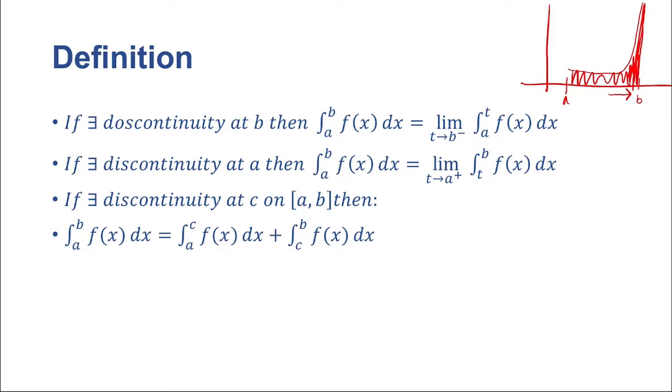Also, we have another case where if we have a discontinuity at a, on the other side, then we do the same thing, but we take the limit from the other side. So we have the limit as t approaches a from the positive side of the integral from t to b of f of x dx. Furthermore, if we have a discontinuity at c between a and b, then we can split up the integral and then take the limits of both sides. Note that if one of these diverges, your whole integral is kaput. So you kind of need to throw the whole thing out.